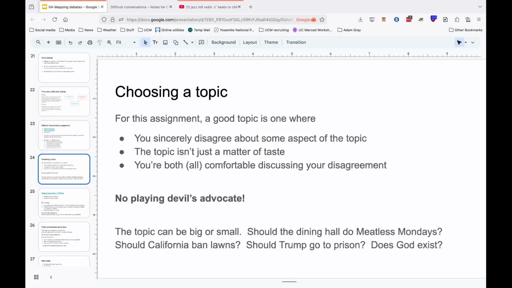And third, you're both comfortable discussing your disagreement. So there might be an issue where you both disagree, but one person is like, that is too sensitive to me, that is too personal, I can't do that topic. That is totally fine. The 2 of you, or the 3 of you, should find a different topic.